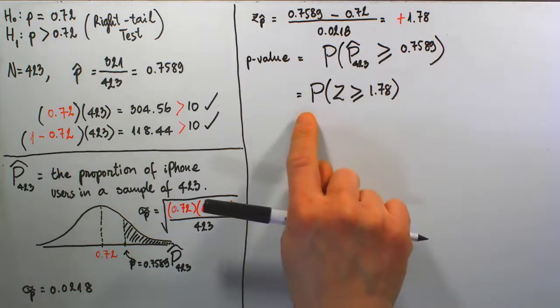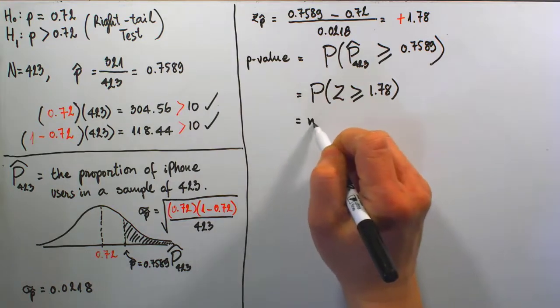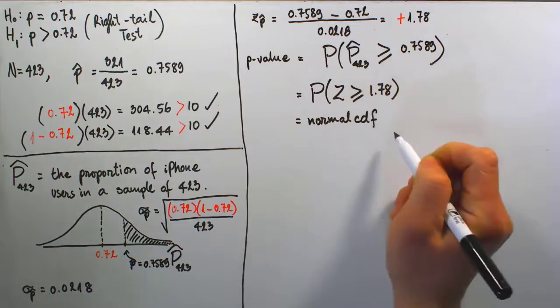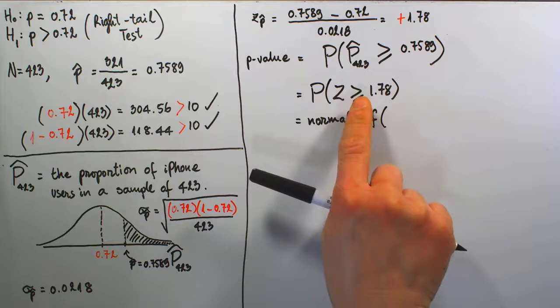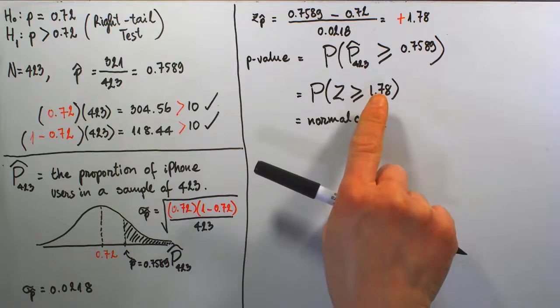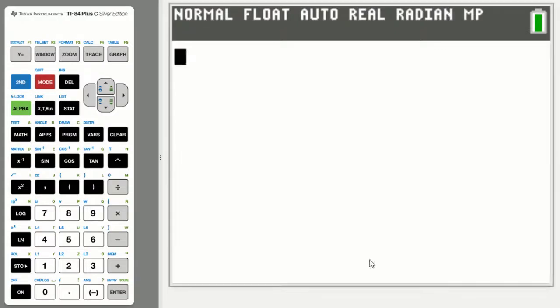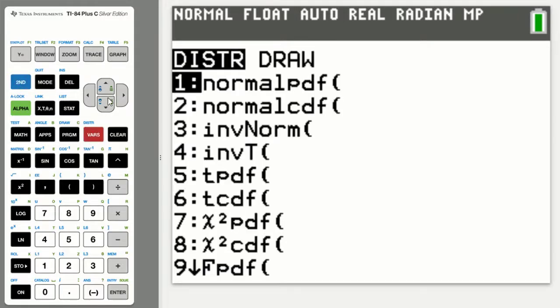And so to find this probability, it's now just a matter of running the normal CDF command or any kind of equivalent technology to find the area that's shaded to the right hand side of z-score 1.78 on our standard normal distribution bell curve. So I'm going to turn to my calculator, the TI-84 calculator here. Second variables, and I'm going to bring up the normal CDF command.